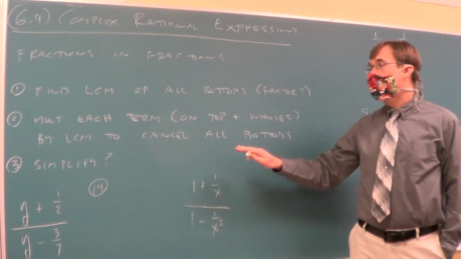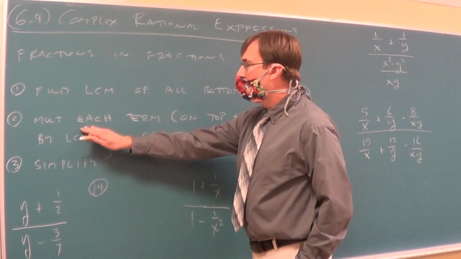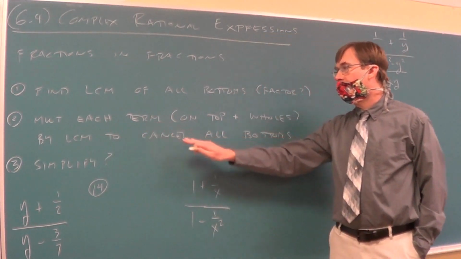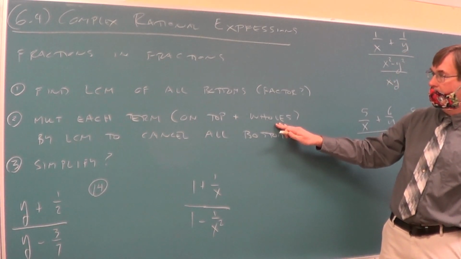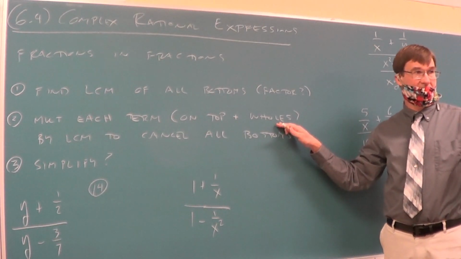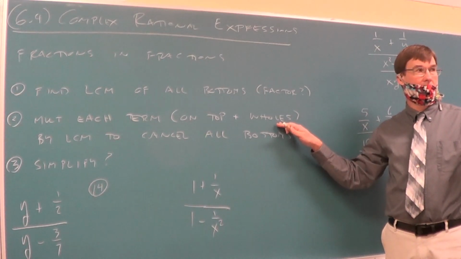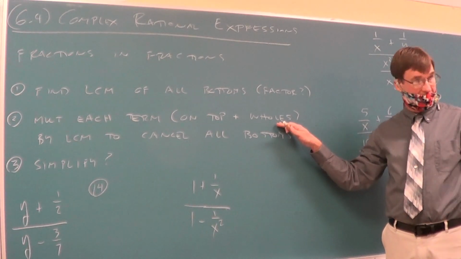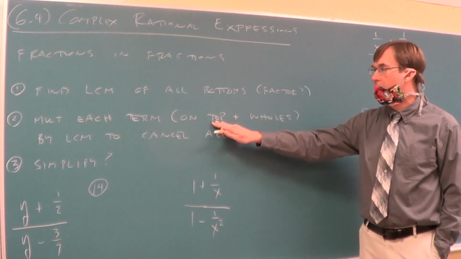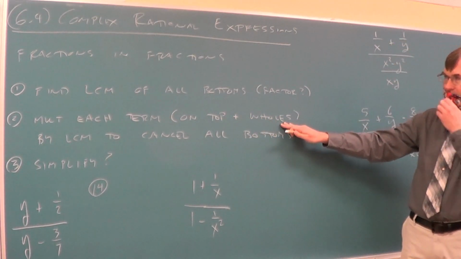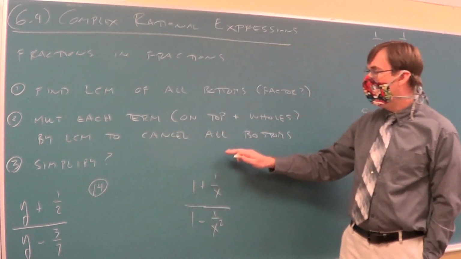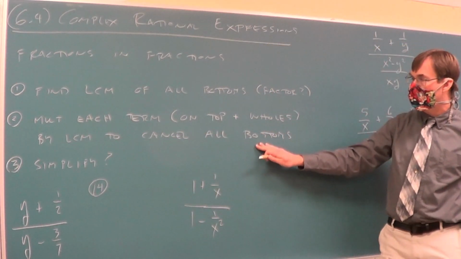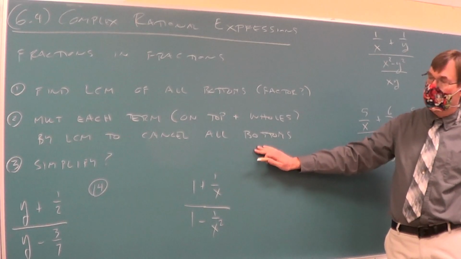What we're going to do with that LCM is multiply every term on the tops, or if they're whole numbers as well, because whole numbers are on top of an invisible one. So we're going to multiply tops, and any whole numbers we find, by that LCM that I just circled. Goal being, we're going to cancel all the bottoms when we do that. That's why we picked the LCM.